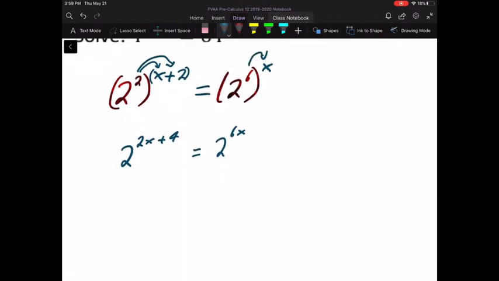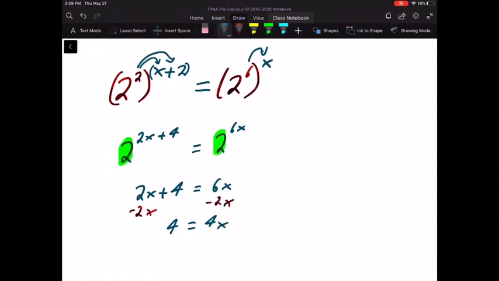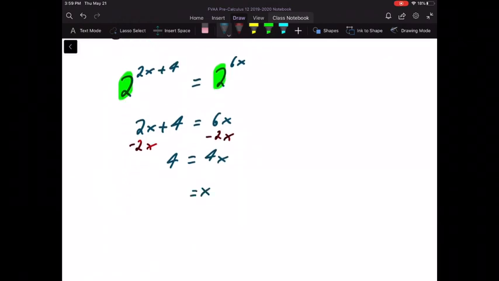Now again, I have matching bases. Therefore, I can make the exponents equal to each other: 2x plus 4 is equal to 6x. And then again, you just go to work. Minus 2x on both sides, I end up with 4 is equal to 4x. x must be equal to 1.